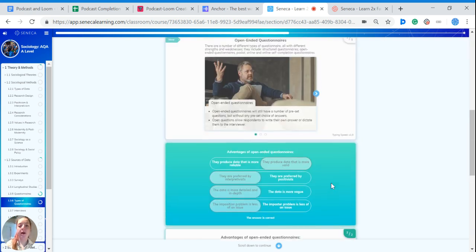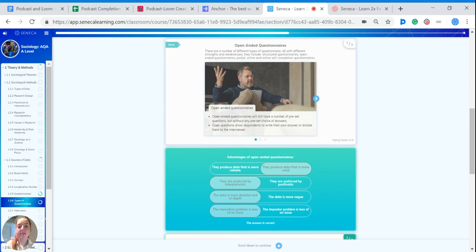Now I'm going to talk to you about open-ended questionnaires. Open-ended questionnaires will still have a number of preset questions, but without any preset choice of answers. Open-ended questions allow respondents to write their own answer or dictate them to the interviewer.